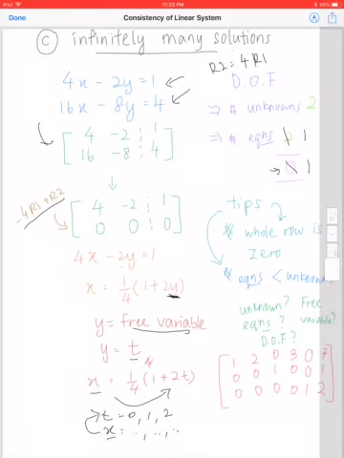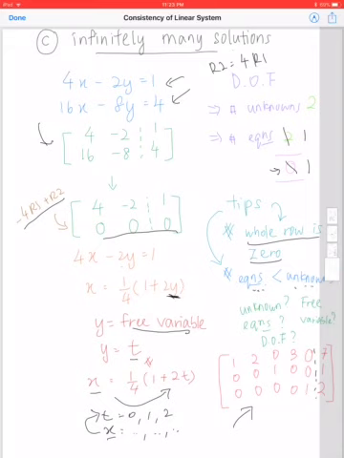So the tip to recognize whether the system has infinitely many solutions is that normally you have a whole row equal to 0, and the number of equations must be less than the number of unknowns, such that the extra unknowns can be the free variables. So let's say you have this system of linear equations which has been reduced into this simplest form. This is actually a row echelon form in the augmented matrix form.